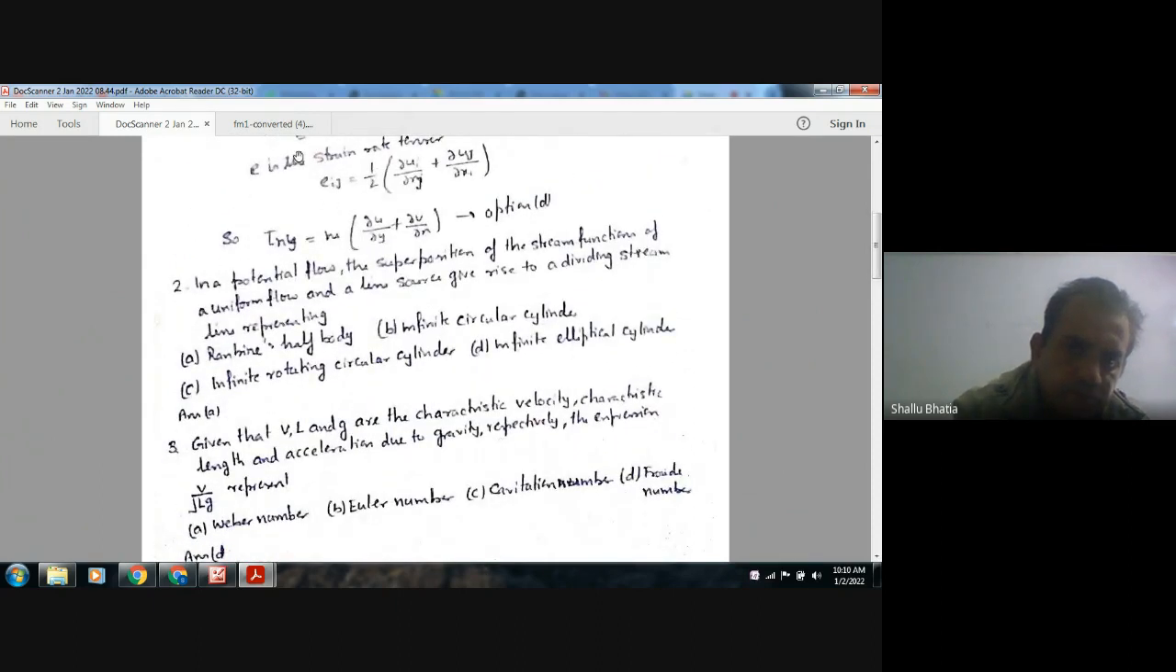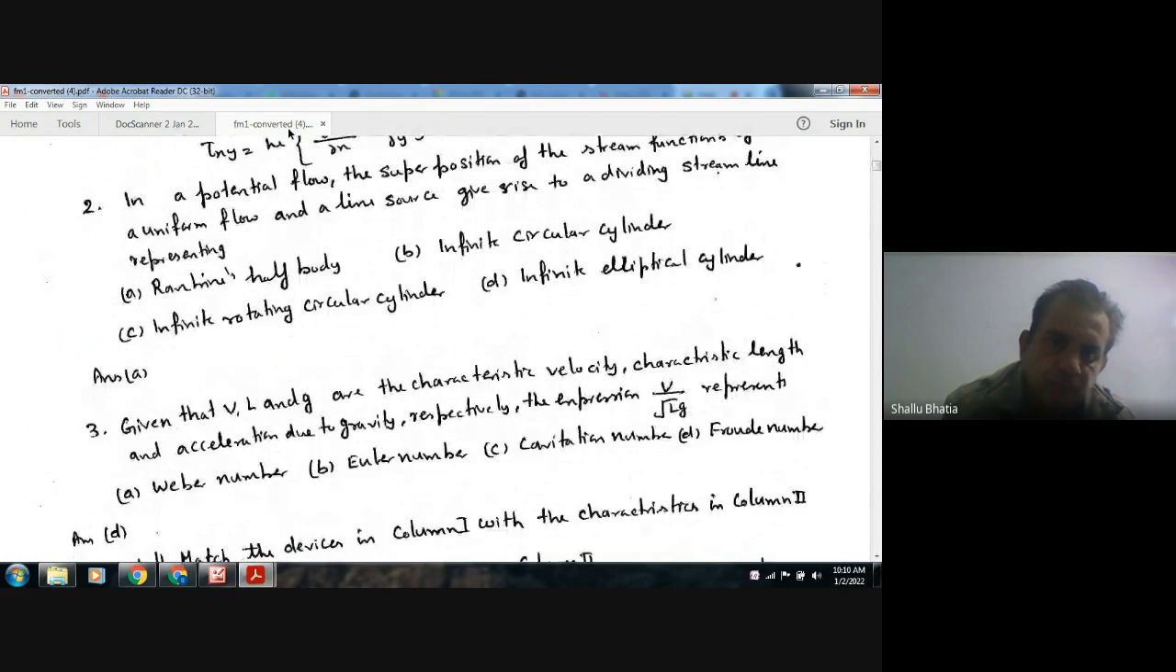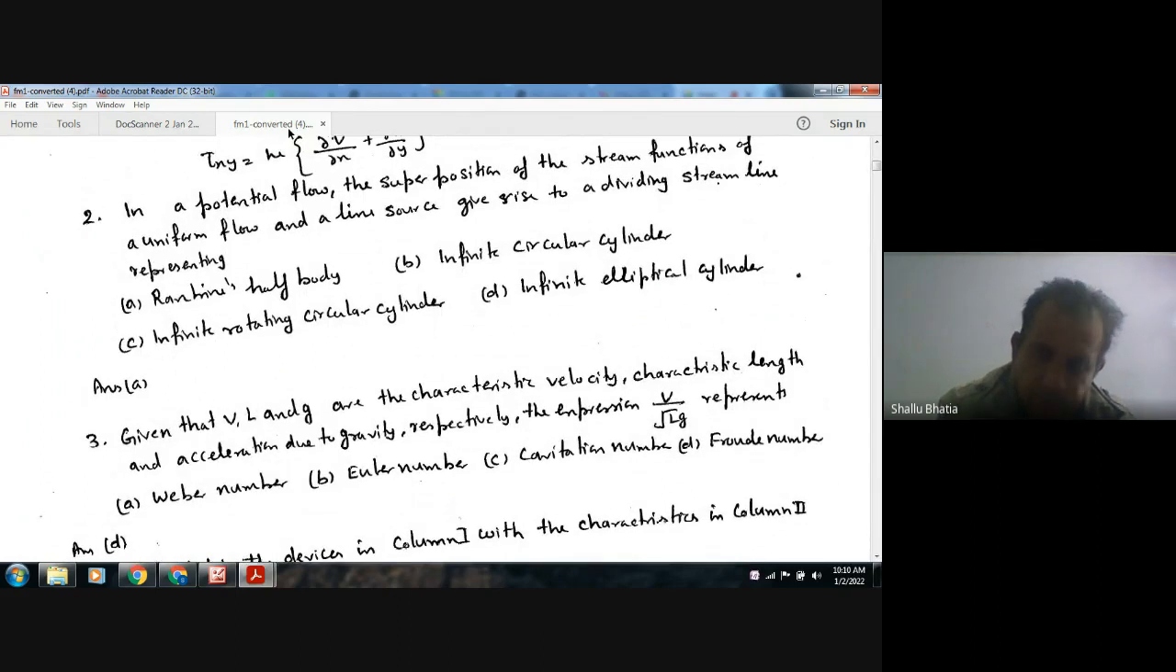Next, in a potential flow, the superposition of stream functions of a uniform flow and a line source gives rise to a dividing streamline representing: option A, Rankine half body; option B, infinite circular cylinder; C, infinite rotating circular cylinder; D, infinite elliptical cylinder. When a source and uniform flow are present, it forms a Rankine half body, and when a source, sink and uniform flow are present, then it forms a Rankine full body. So the answer is A.